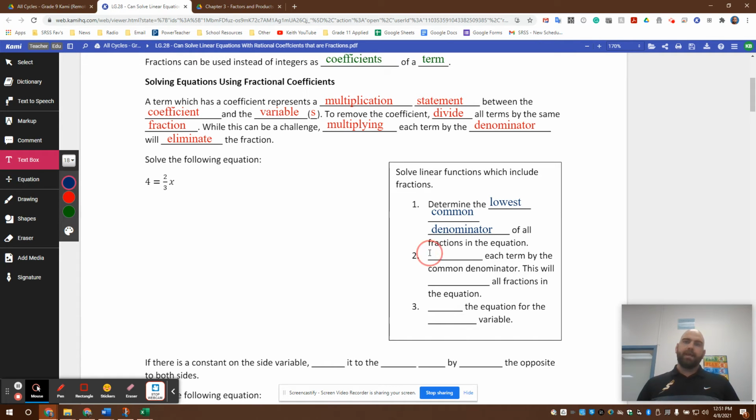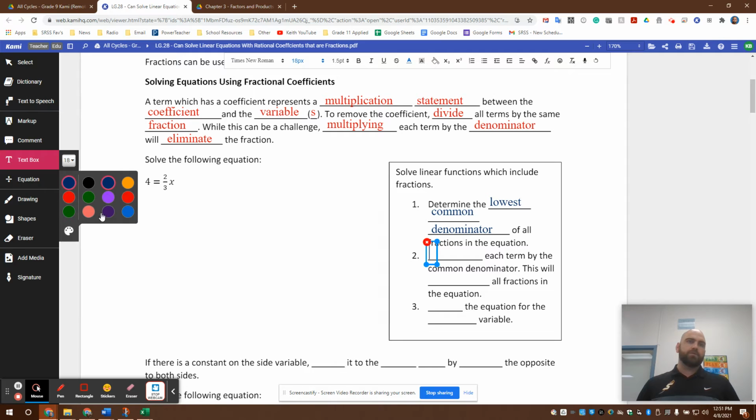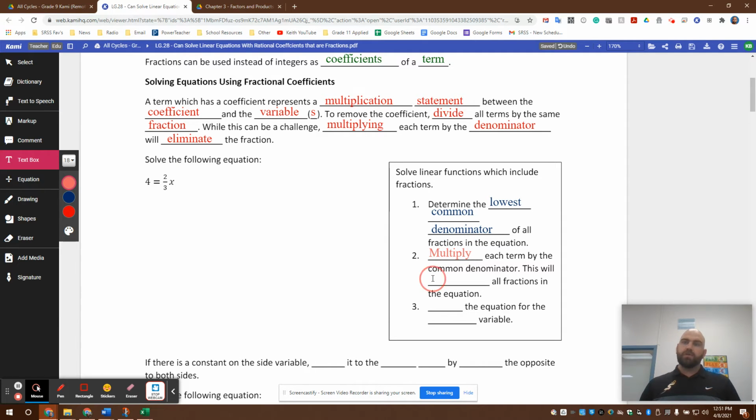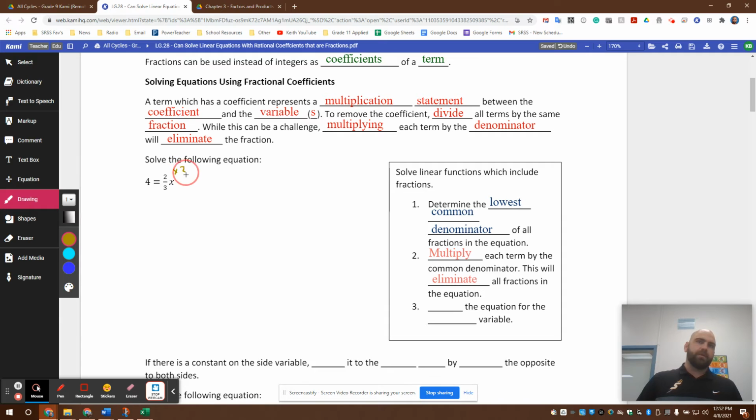Then our next step is we are going to multiply each term by the common denominator. This will eliminate all fractions in the equation. Here again, we only have the one, so really all we're doing is getting rid of this fraction right here, but we are going to multiply this term by 3, and we're going to multiply this term by 3.